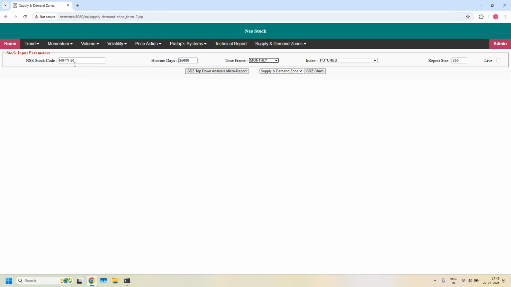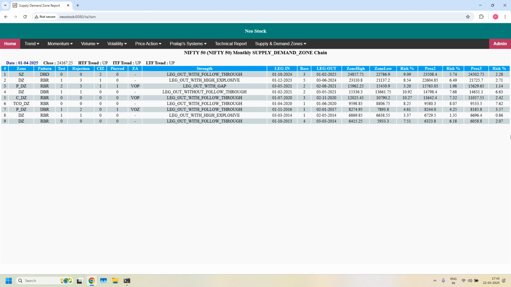Okay, starting with NIFTY 50 supply demand zone chain. Starting with monthly time frame, I am generating monthly supply demand zone chain for NIFTY. So this is NIFTY monthly supply demand zone chain. In any supply demand zone chain report, always look into the zone column to find the high liquidity zones, and look into the pierced column to find the pierced zones, and always look into the LTF trend to find the trend of the current time frame you have selected.